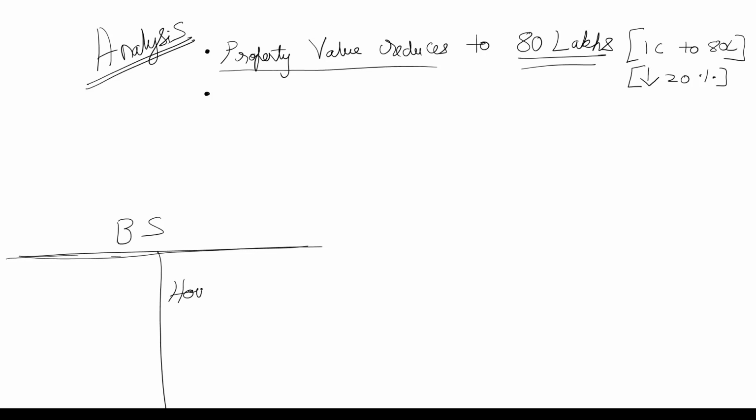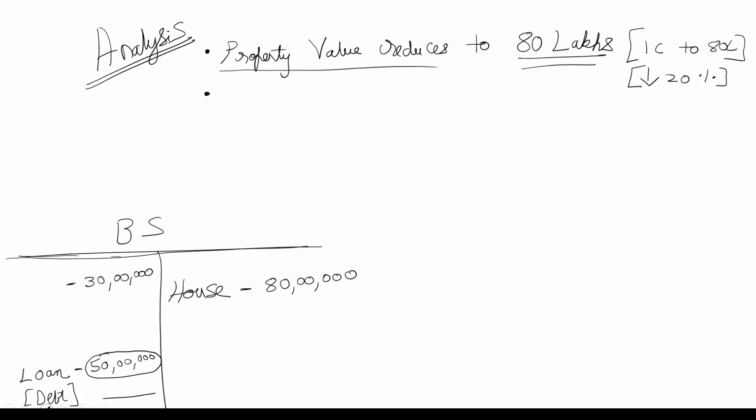So now the house will be there on the asset side, and that is going to be carried at 80 lakhs because that is the revised value of the house, and there is going to be a loan value here, and that loan value is going to be 50 lakhs. That is not going to change. We had a lot of discussion in the previous case understanding why this value will not change. Now obviously that means the balance here has to be 30 lakhs.